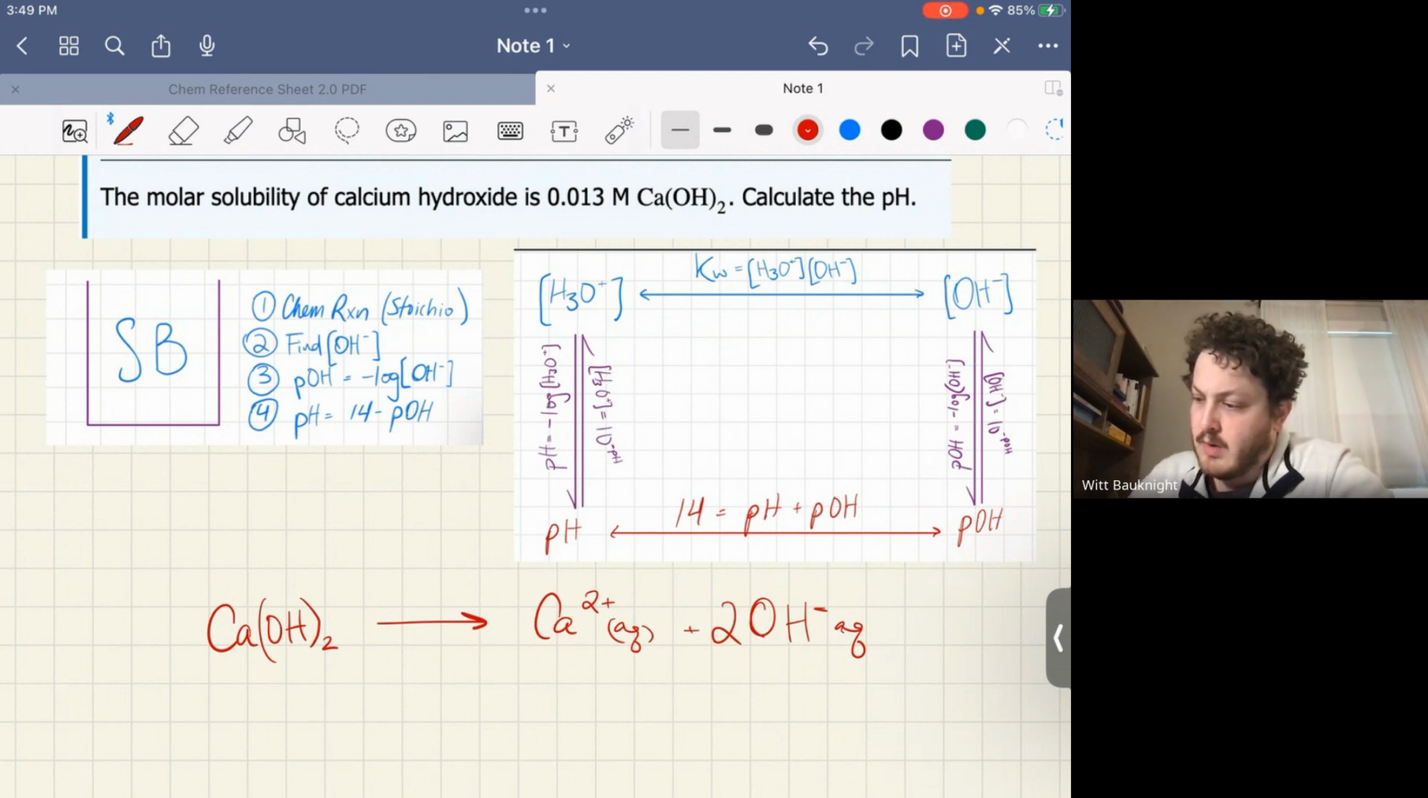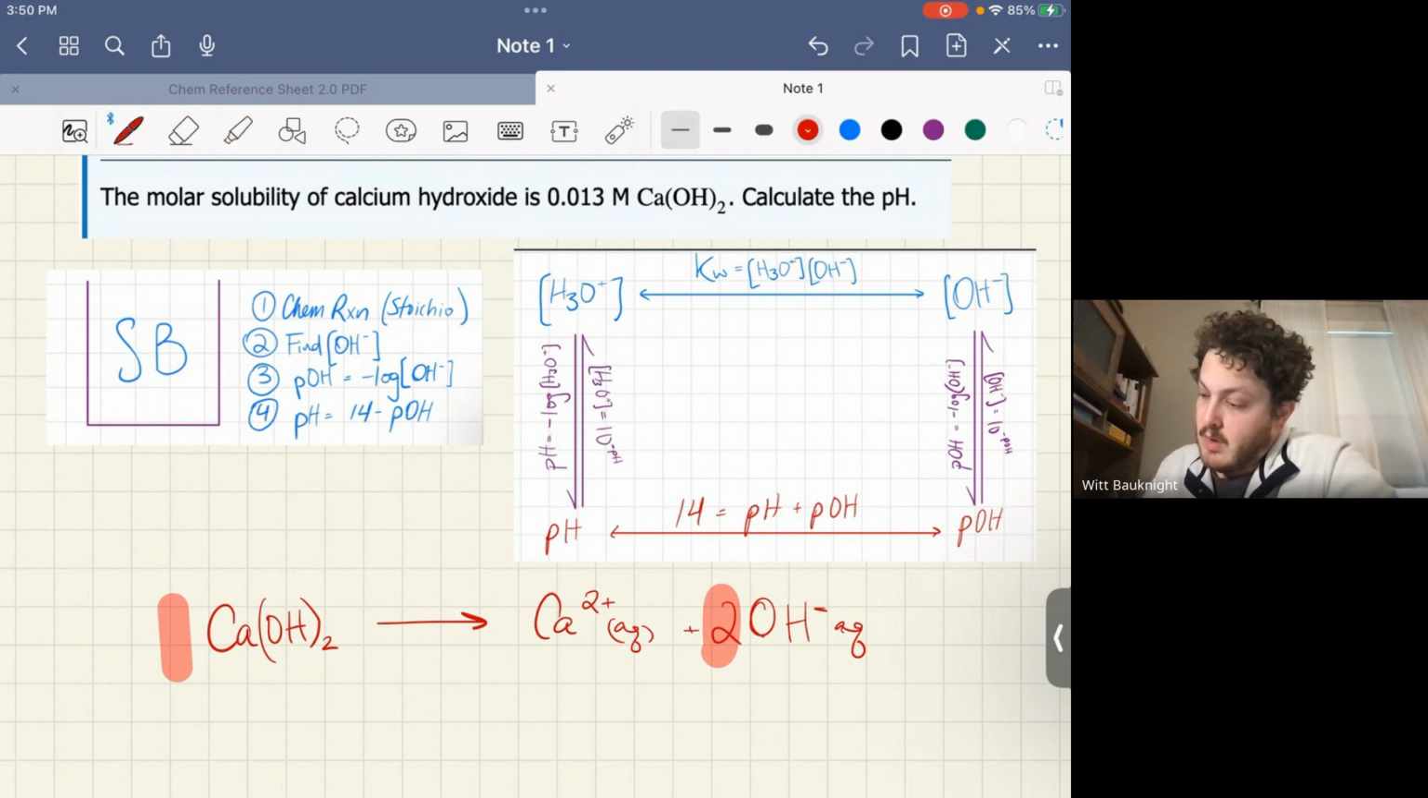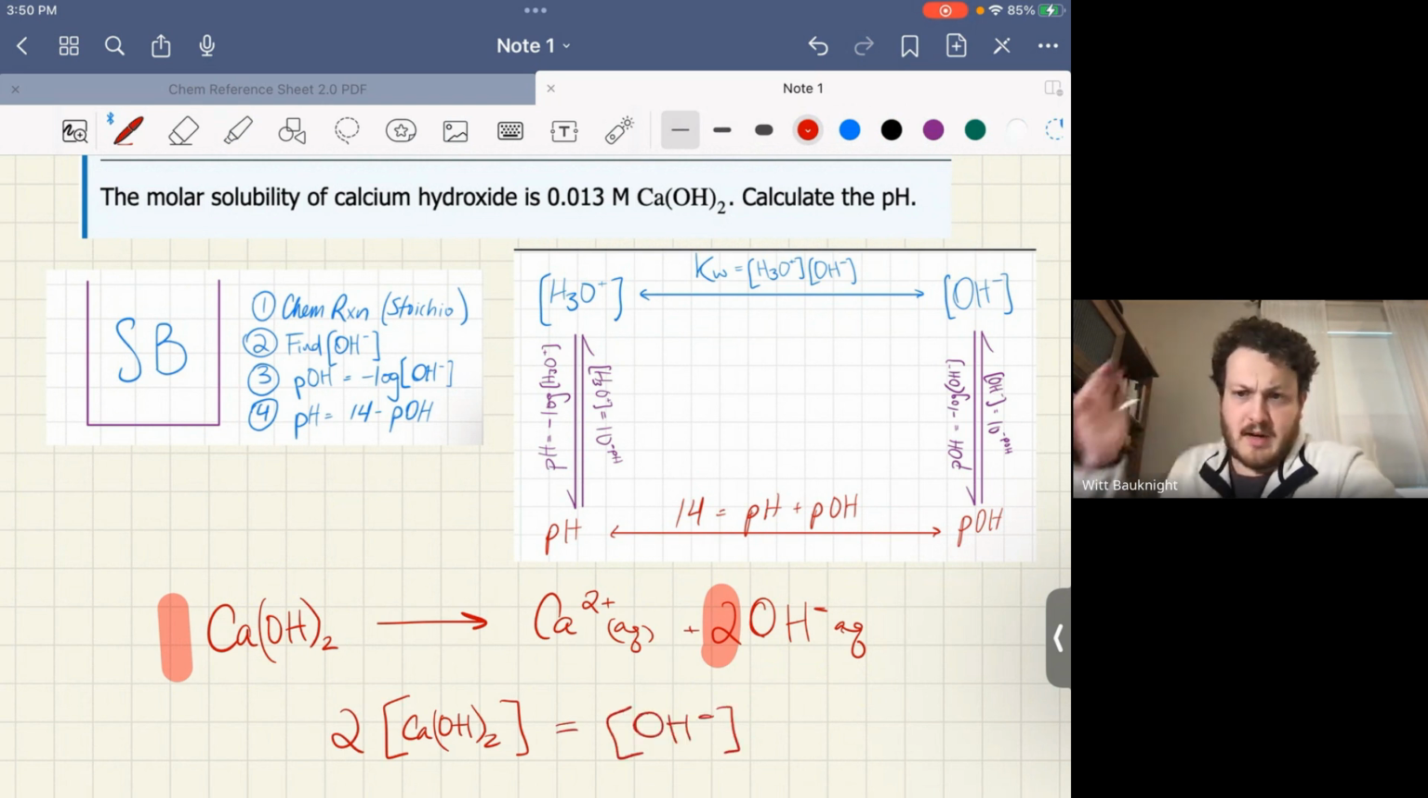That's important. What that tells us is that for every 1 mole of this reactant, calcium hydroxide, there are 2 moles of hydroxide. And that's what we really want to figure out the pOH, or the pH of the solution. So, important thing is that it's a 1 to 2 ratio. So, whatever the concentration of calcium hydroxide is, you multiply it by 2 and you get hydroxide concentration due to the 1 to 2 ratio.